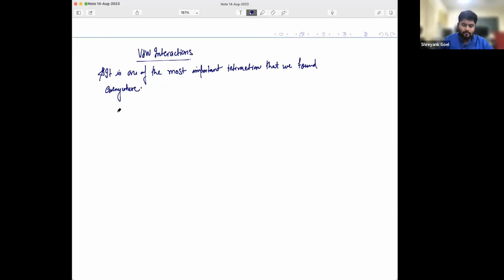So basically, VDW or the van der Waals interactions are divided into three subcategories, or three types of van der Waals interactions are present in nature. That is Debye interactions, then we have Keesom interaction, and then we have London interaction.